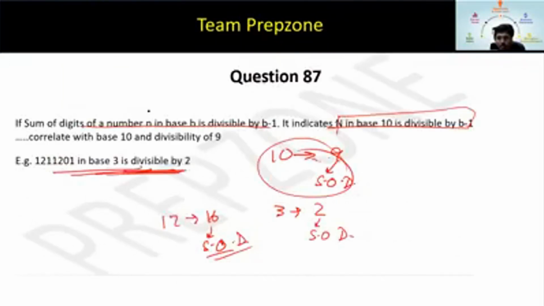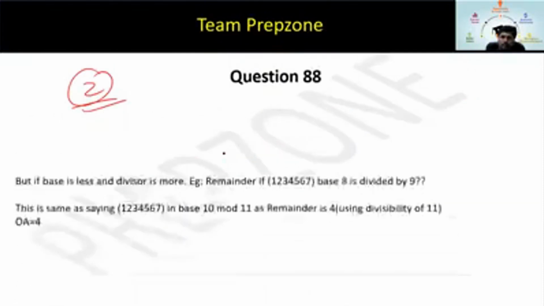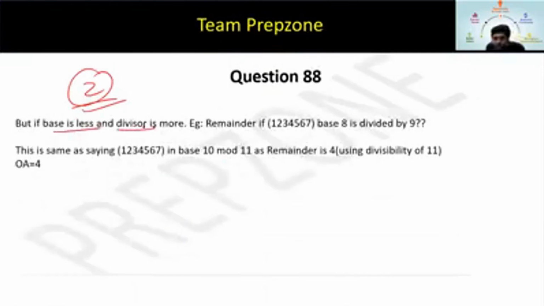Here what is happening? See, I'm checking, this was my base b, and I'm checking the divisibility by b minus 1. But if the base is less and the divisor is more, then what will happen? Suppose the base is 8 and I want to check it by 9. If this number in base 8 is divided by 9, what will be the remainder? I want to know this. This is my question. What is the remainder when this number in base 8 is divided by 9?